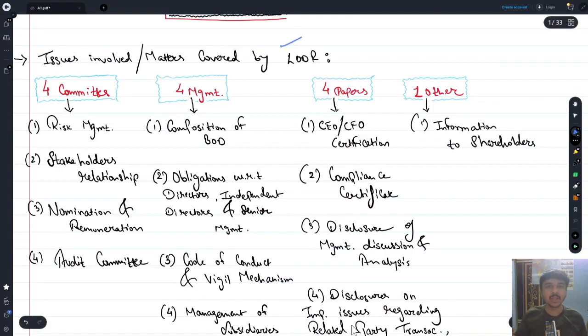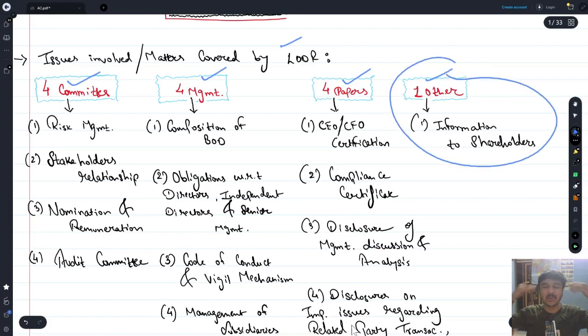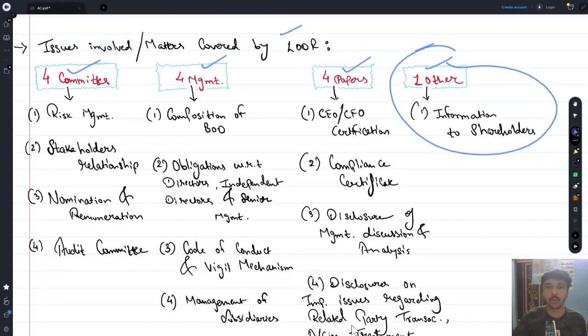A very easy way to learn and understand them is: four parts related to committees are covered, four parts related to management are covered, four parts related to papers are covered, and one part is other. This is our favorite. Even if we don't get anything, the one point that is constant everywhere is other, right? We can write that any other requirement, any other thing. So one is the other part. What are these four matters covered? If we talk about the four papers, related to paper, this is a trick, right?